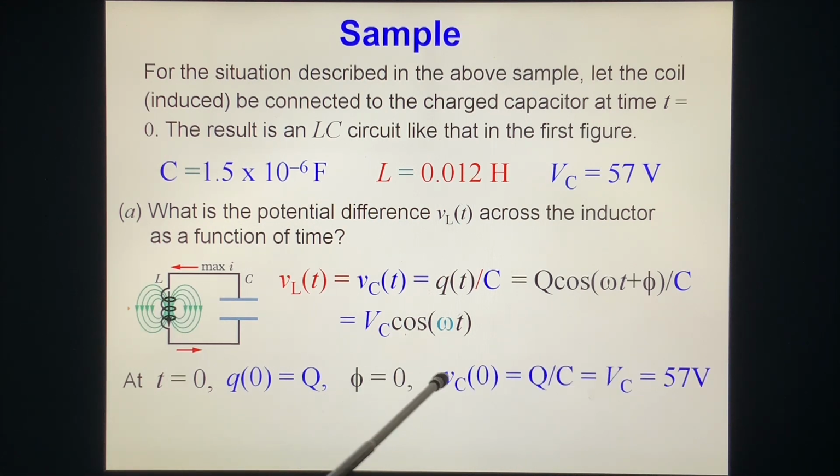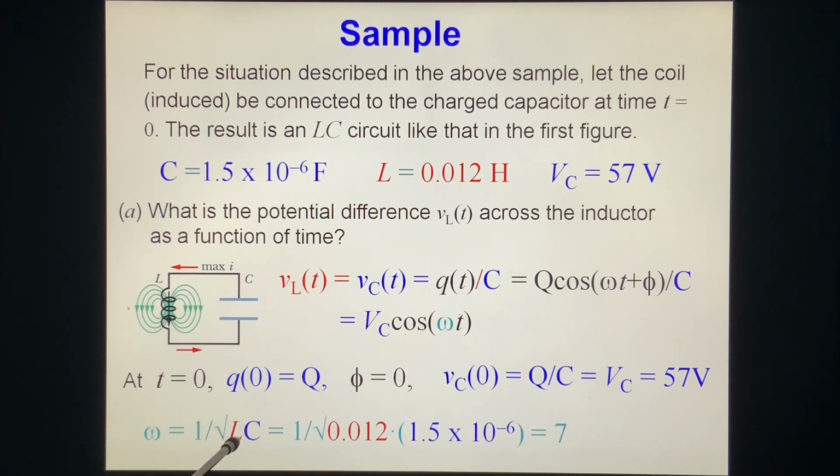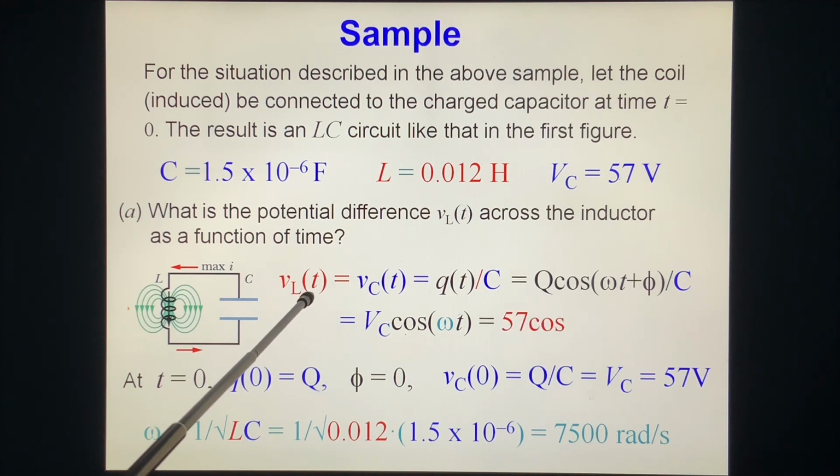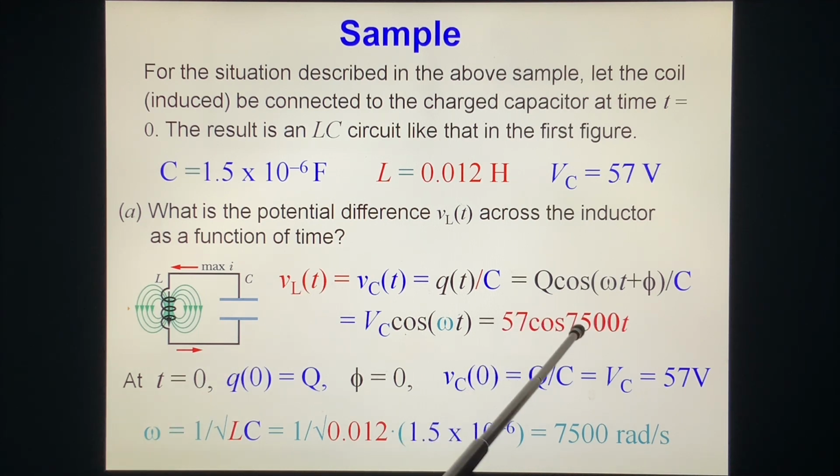And VC equal to Q over C is 57. Now, the big VC is 57. Omega is 1 over square root LC. We have L, we have C, we find omega. So we put this omega and the VC inside, we get our answer. VL as a function of time is 57 cosine 7,100 t.